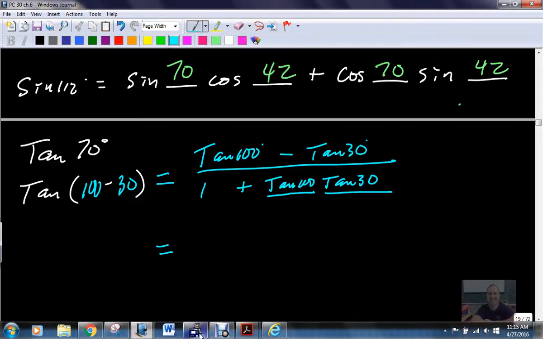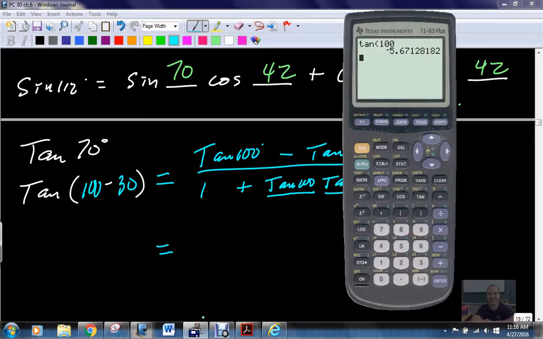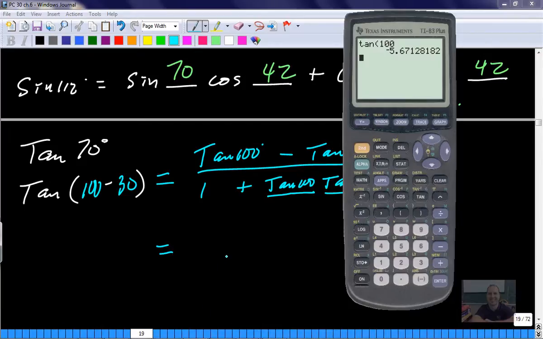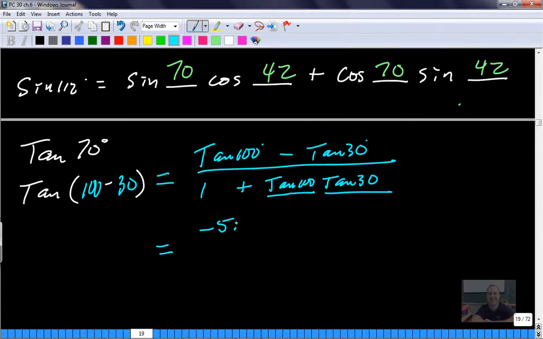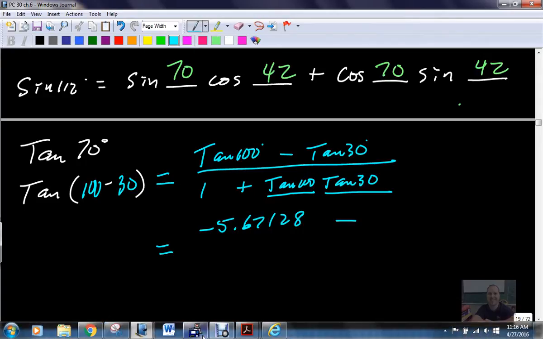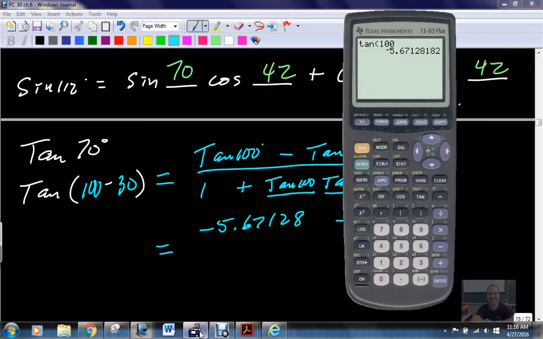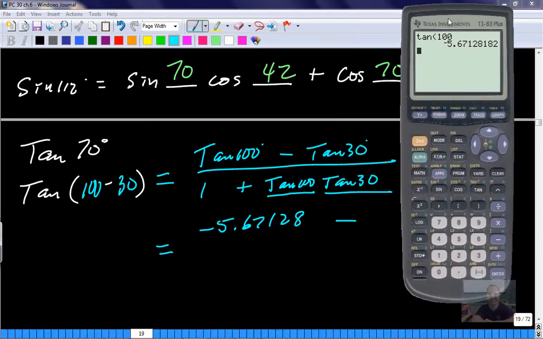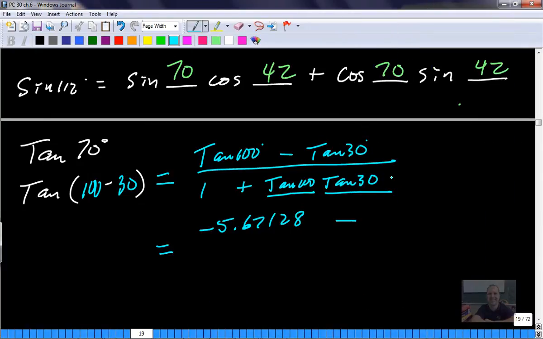Tan of 100. That was tan of 70. Oh, okay. All right. Yeah, we could have done that first too. But let's do this one. Tan of 100 is negative 5.67128. Okay. And let's do tan of 30. Okay, so what's tan of 30, anybody?